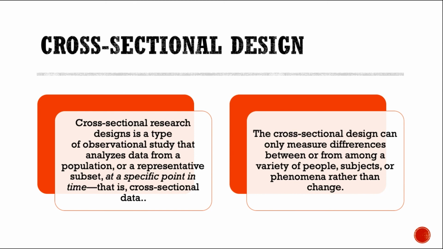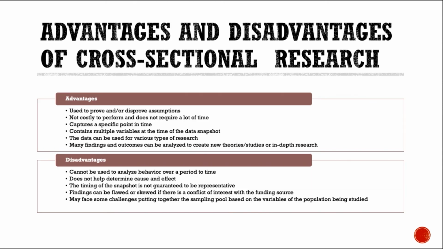So cross-sectional research design is a type of observational study that analyzes data from a population or a representative subset at a specific point in time, that is cross-sectional data. You collect, for example, you do a questionnaire, you collect data one time only. So the cross-sectional design can only measure differences between or among a variety of people, subjects, or phenomena rather than changes. So it will not show us the changes as, for example, time series or longitudinal data. But this will show us only what the differences are between the groups or between the subjects at that particular time.